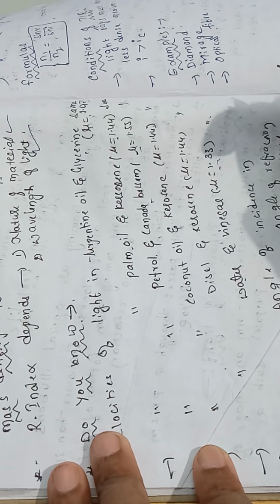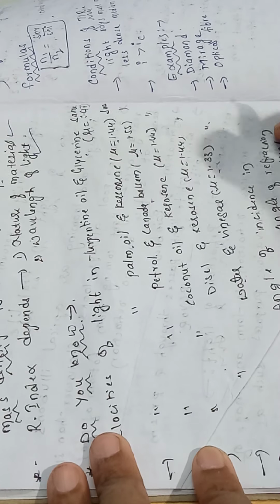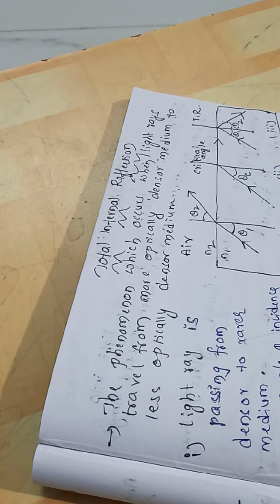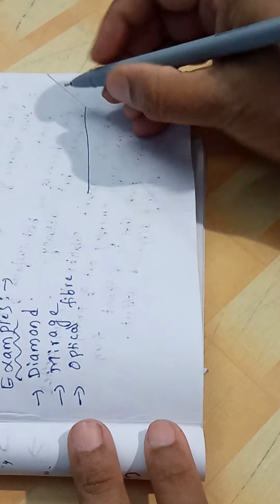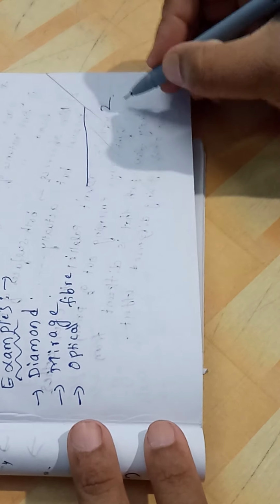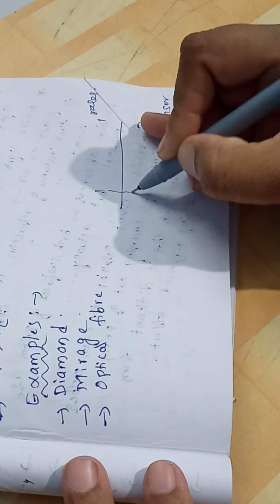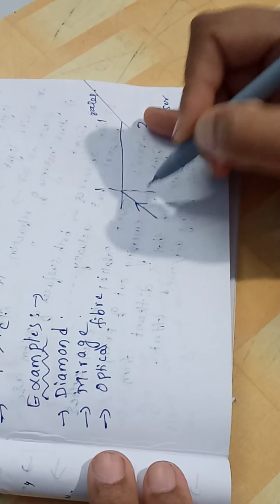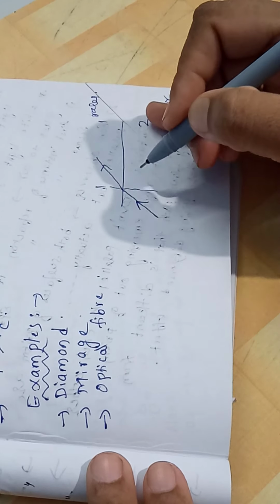Okay, now let us discuss critical angle. For discussing the critical angle, now see here. This is the boundary separating two media, medium 1 and medium 2. Let one be the denser medium and the other the rarer medium. Now here, one light ray is incident coming from the denser towards the rarer medium. It refracts.